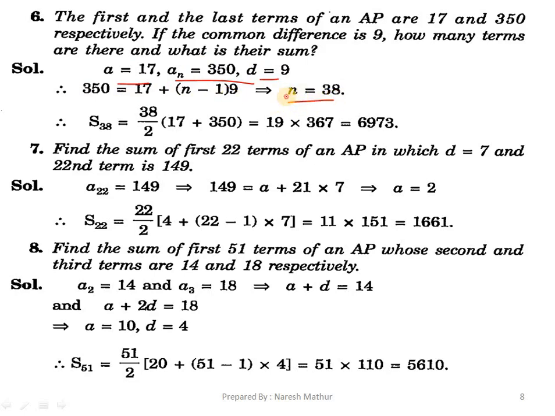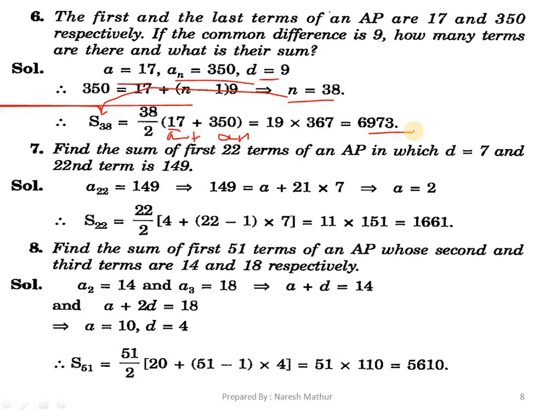Now simply put the value of n in the formula of Sn. So if n is 38, the sum of 38 terms will be n by 2 times 2a plus (n minus 1)d, or here we can use the formula of (a plus an) directly. So we have the first and last term, and we will get the answer.